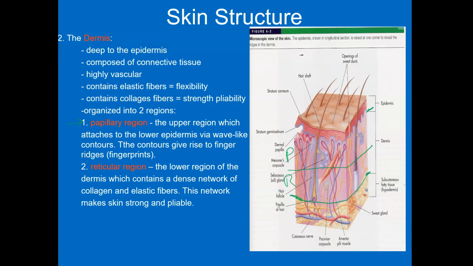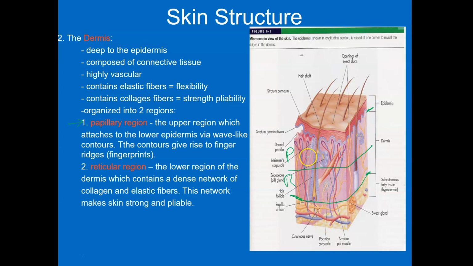So what's going on with the dermis? It's deep to the epidermis, has lots of connective tissue, highly vascular. This is where you bleed from when you get a scratch or a cut. Superficial bleeding, right? You're not going to bleed a ton. You bleed a lot if you get down into the subcutaneous layer, though.